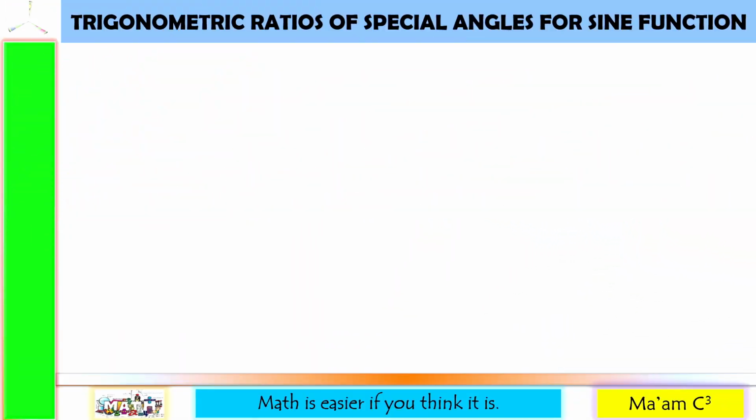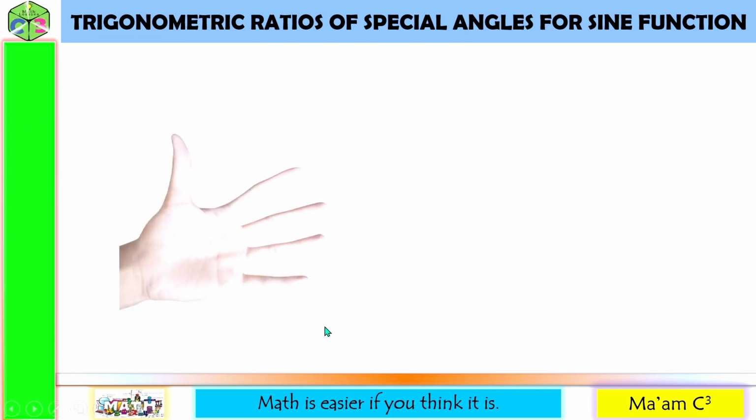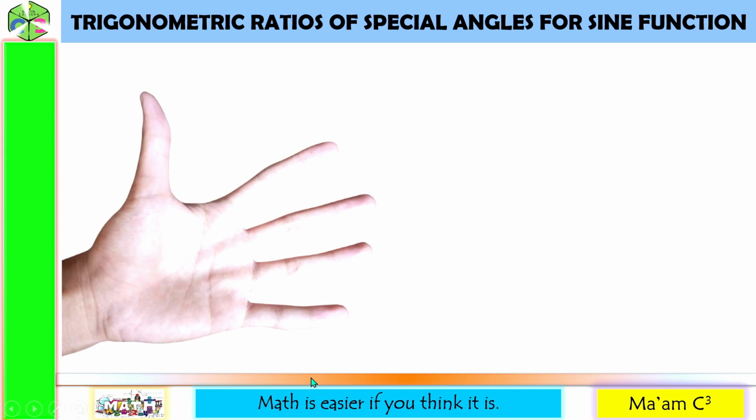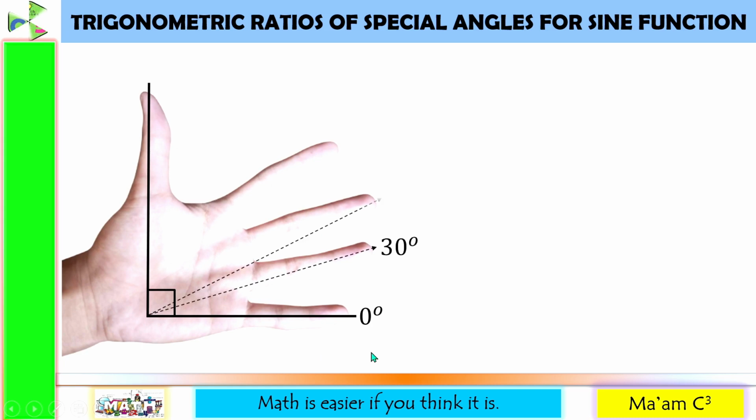Let's start with trigonometric ratios of special angles for sine function. I'm going to make use of a hand. This is the hand of my son. So I have here 90 degrees. This is 0 degrees. This one 30 degrees, 45 degrees, 60 degrees, 90 degrees. We're going to start first with sine function. If it is sine function, we're going to start here with our pinky finger. We're going to label our fingers as 0, 1, 2, 3, and 4.